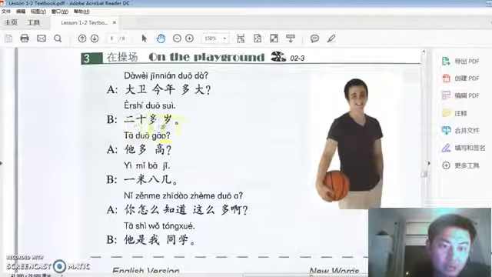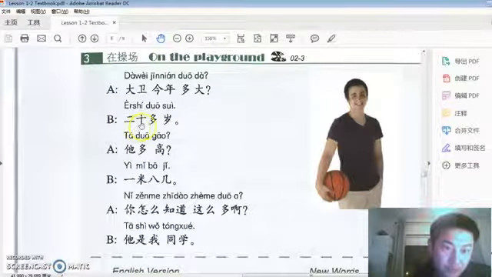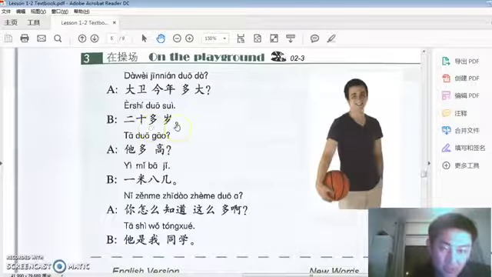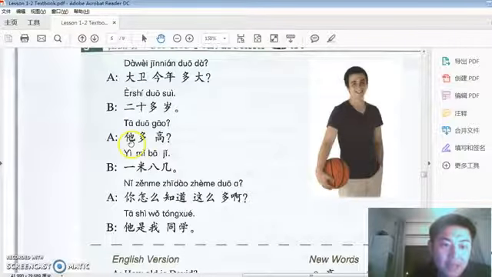Now, B says 20多岁. When you find 多 after a digit, again, it means this thing is between this digit and its next digit. The next level of digit of 20 is 30, not 31. Okay, so 20多岁 means 21, 22, 23, 24, 25, 28, all possible. And 他多高? How tall? Again, that one is tall, 高. And B says 1.8 米几.